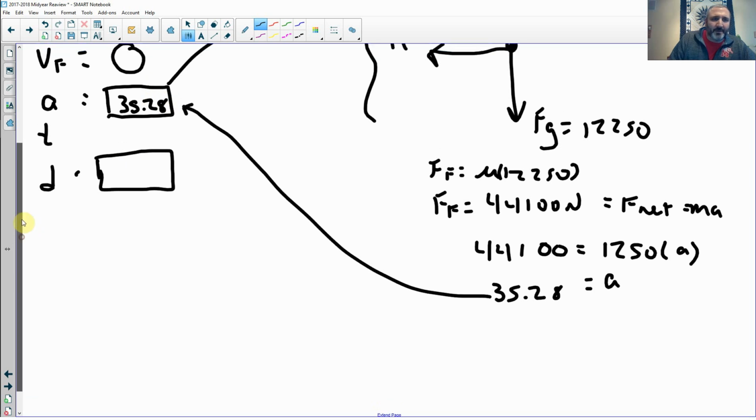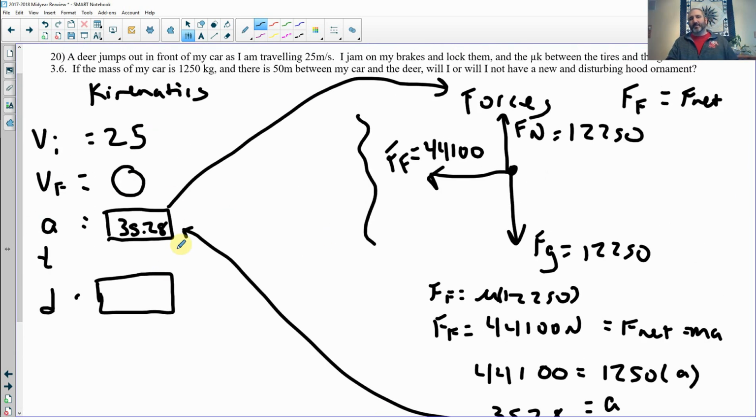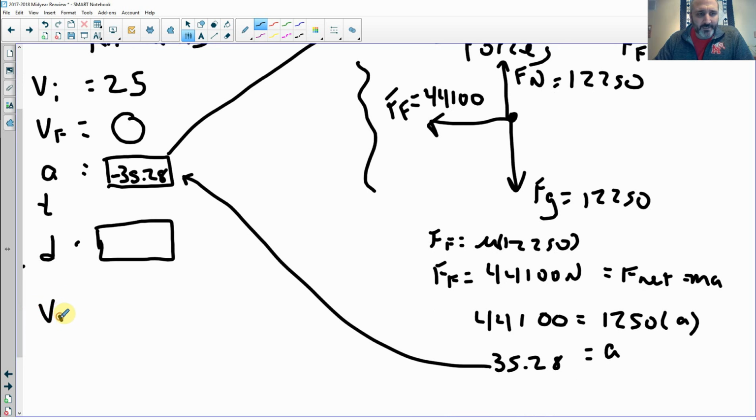But here's the beauty of it. Speed up or slow down. What does that 35.28 do? That should slow me down, which is going to make this a negative. Again, we're doing the math now. So, which equation do we have, VI, VF, A, and D, that can figure out the D? I would say VF squared equals VI squared plus 2AD.